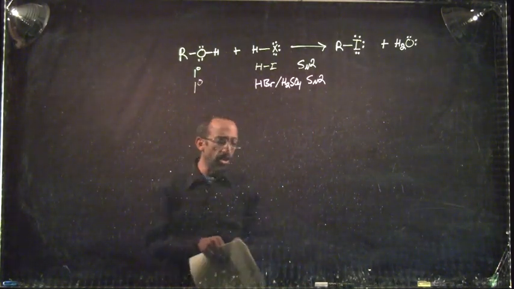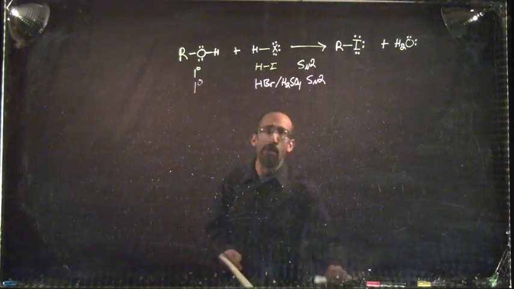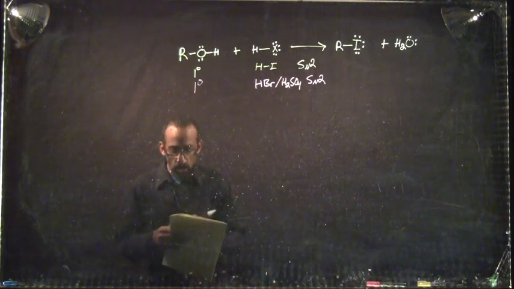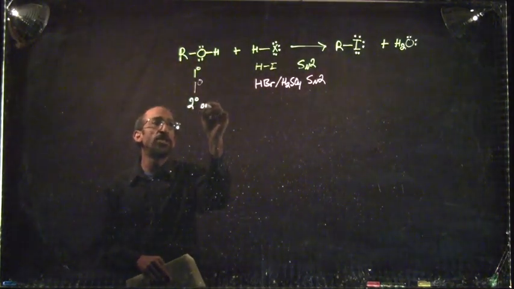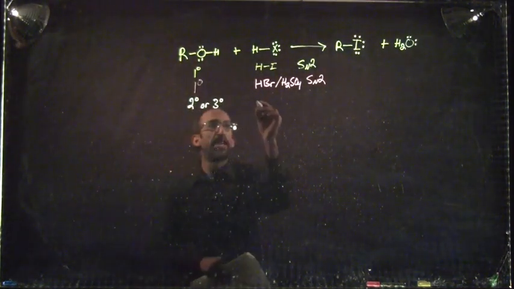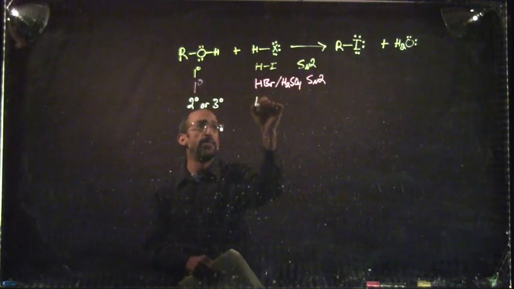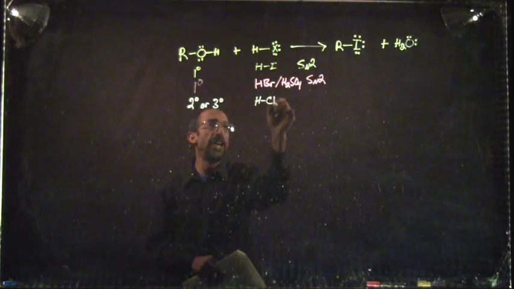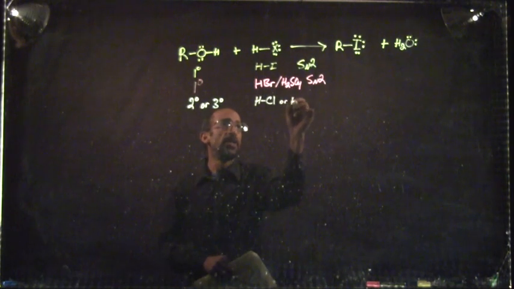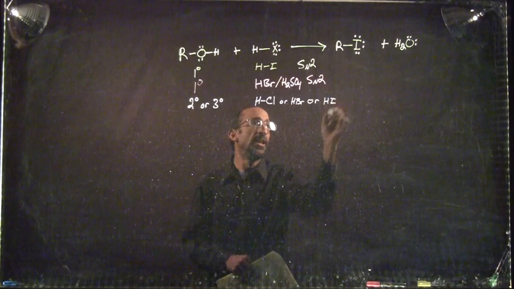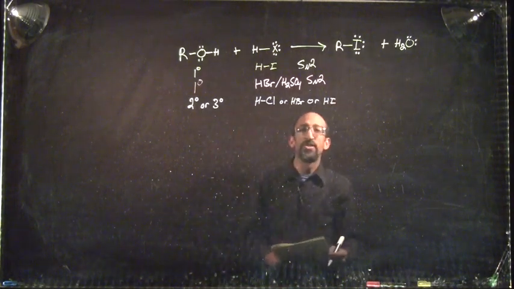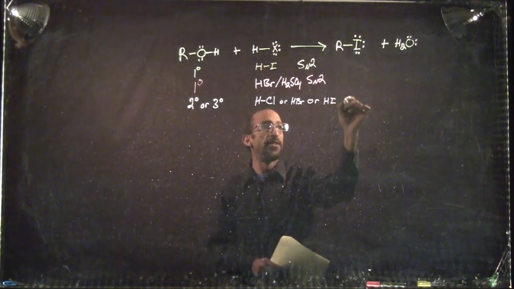For secondary and tertiary alcohols, we have a lot more options. And so for secondary or tertiary alcohols, we can use any of our mineral acids. So we can here now use HCl or HBr or HI, and all of these will proceed through an SN1 type mechanism.